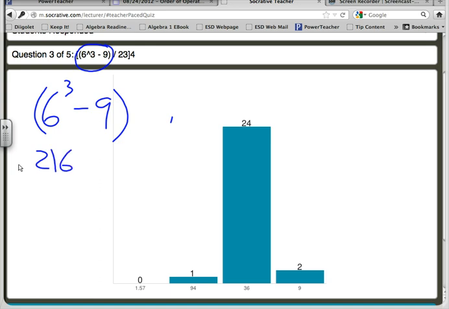Some of you might have taken 6 to the third and thought it was 18. Could be, right? But please remember, we talked about powers before. 6 to the third is 6 times 6 times 6, which is 216. 216 minus 9. What is the answer to that? 207. So let me rewrite that for a moment.